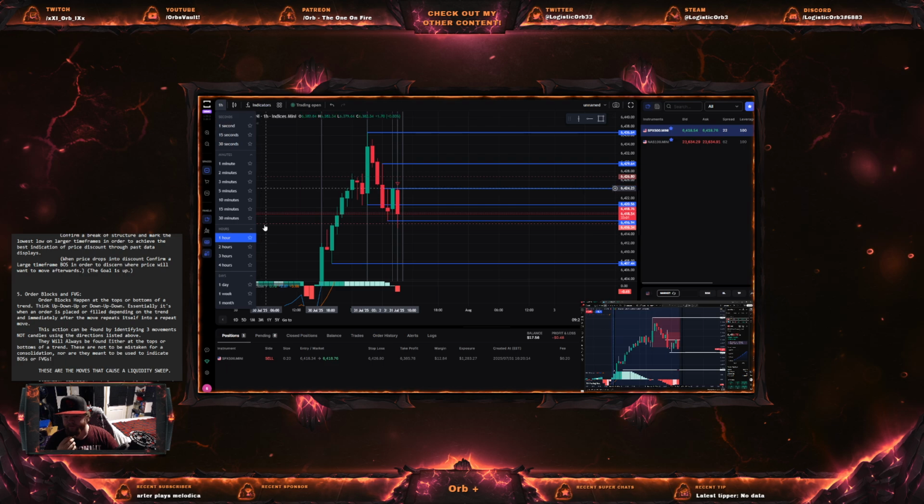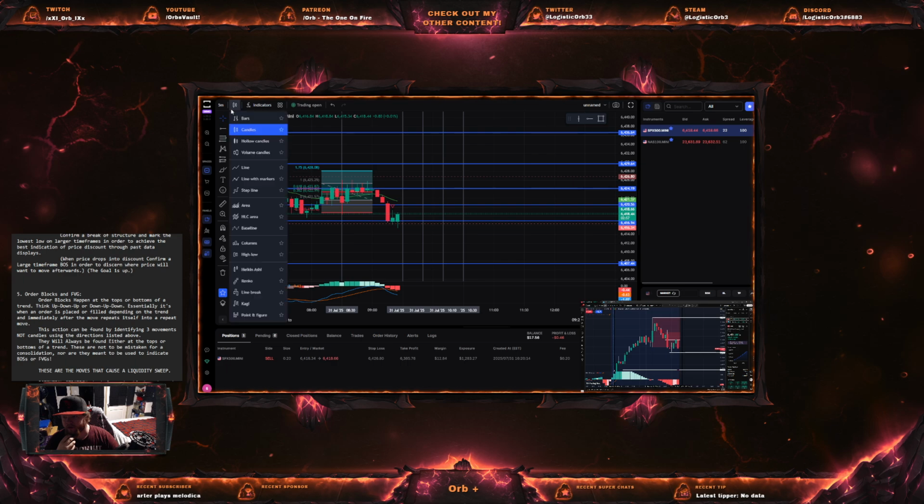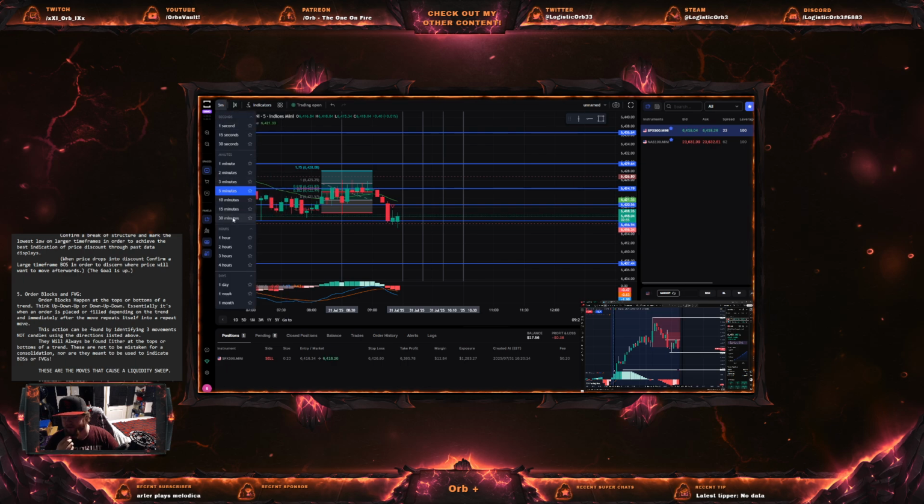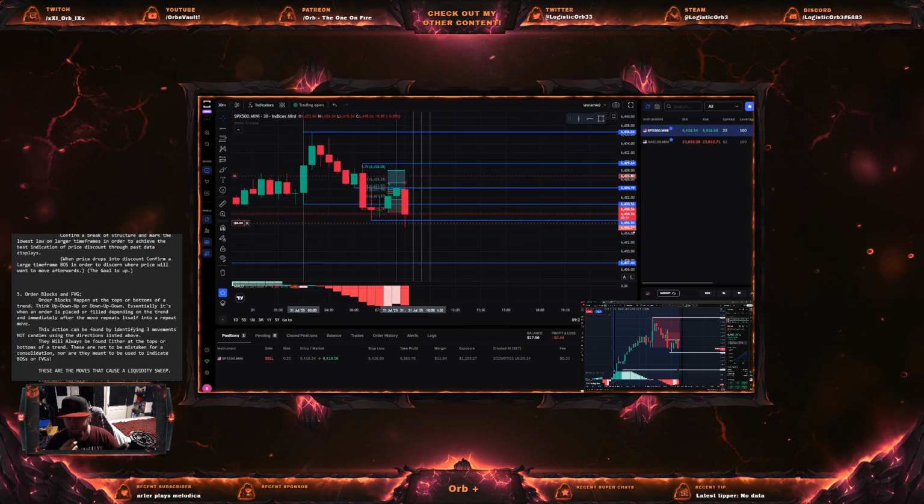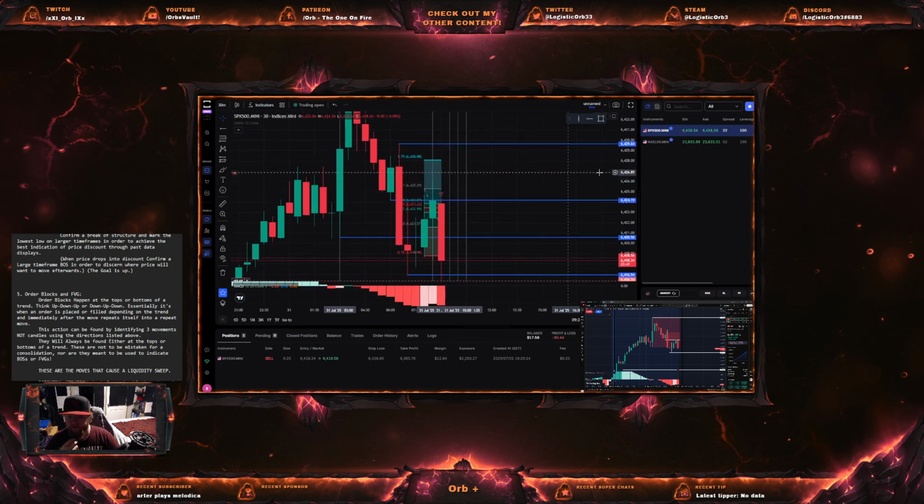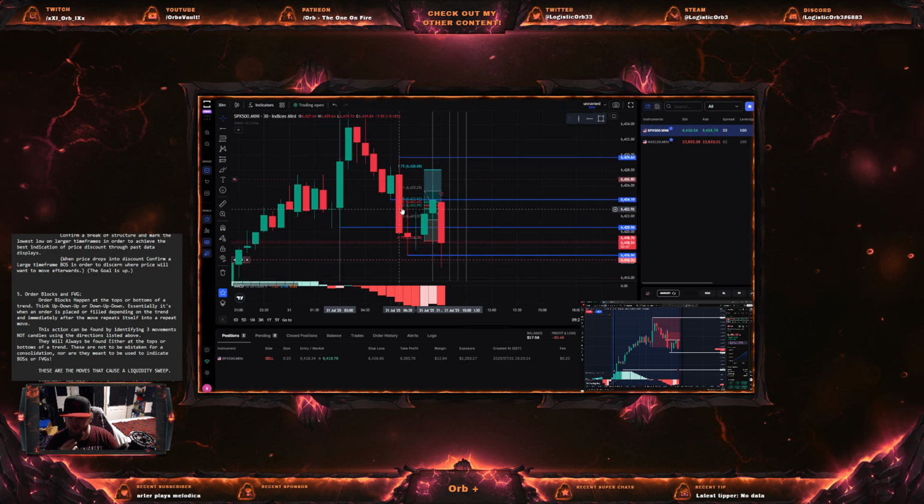What about the 30-minute? Because the 30-minute had something on it as well. Yeah, right here. So we broke structure a little bit earlier. It was on the same time, but it was a little bit earlier. It was attributed to a different candle. This right here at 6 was our retrace back up into this order block, right?